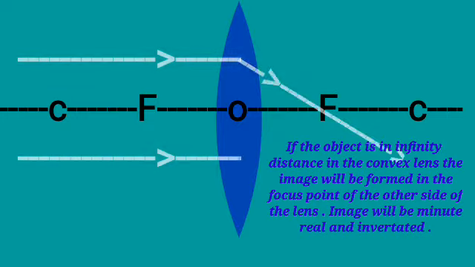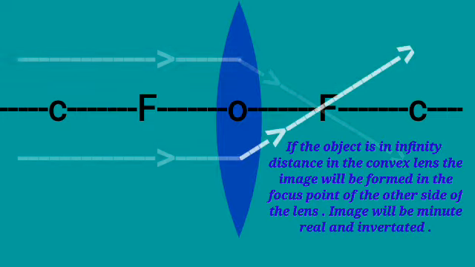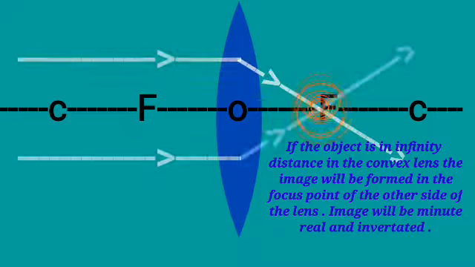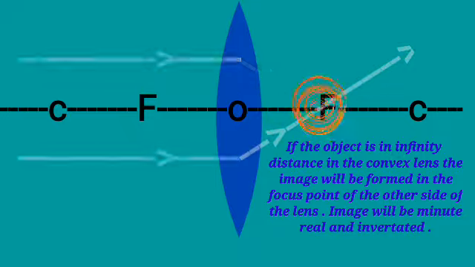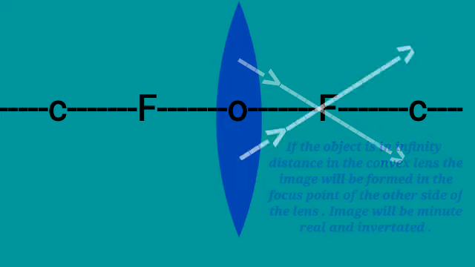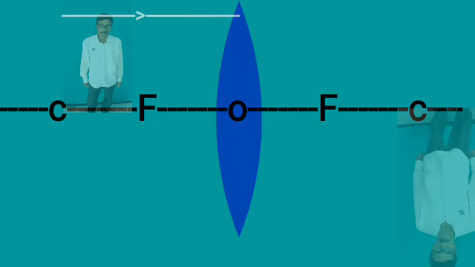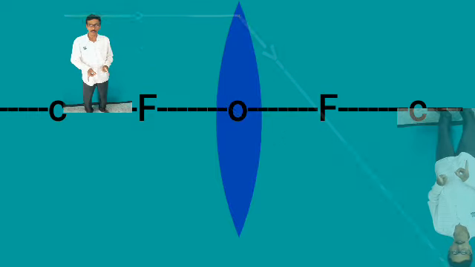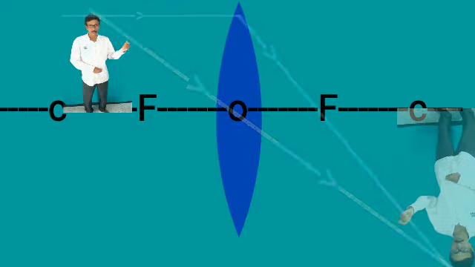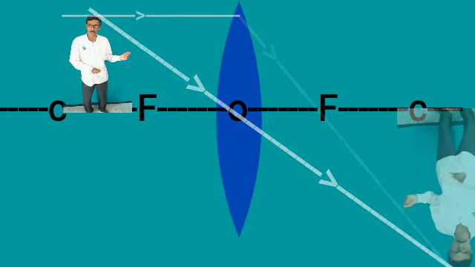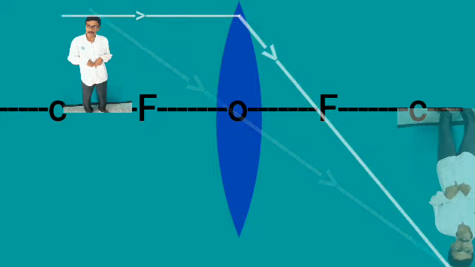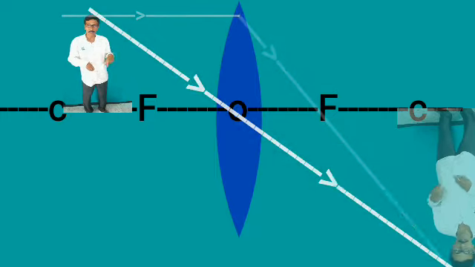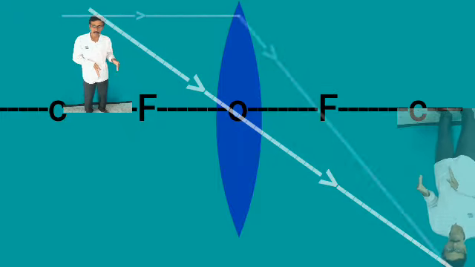Don't forget that if the object is at infinity distance in the convex lens, the image will be formed at the focus point on the other side of the lens. The image will be minute, real, and inverted. Okay? Now, watch where I am standing. I'm standing in between the focus and the center of curvature of the convex lens. Where is the image formed? The image is formed in between infinity distance and the center of curvature of the convex lens.